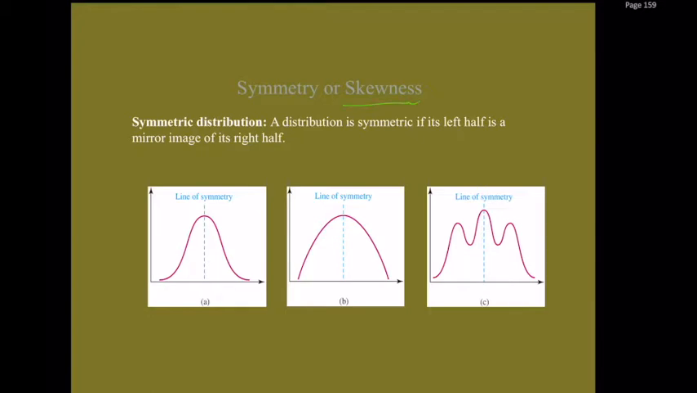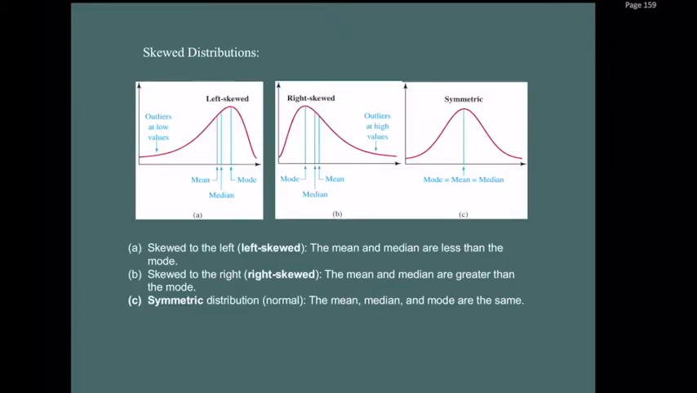Skewness is another concept. Skewed distributions can be left skewed, right? This is called left skewed because the mean and median are less than the mode, so they're to the left of the mode. Even though the hump is on the right, it's left skewed. For right skewed, our median and mean are to the right of our mode, so they're greater than our mode. And for a symmetric distribution, also called a normal distribution, which we're going to talk about a lot, the mean, median, and the mode are all equal.